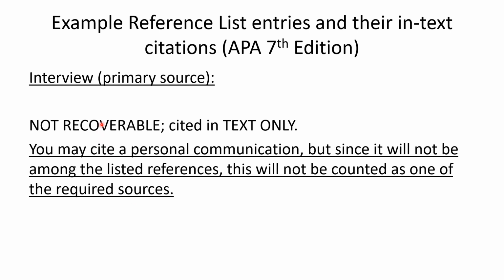Since primary sources, or the information from the primary sources, are not recoverable, they may be cited in the text only. You may cite a personal communication, but since it will not be among the listed references, do not include them under the list of references. They will not be counted as one of the required sources.